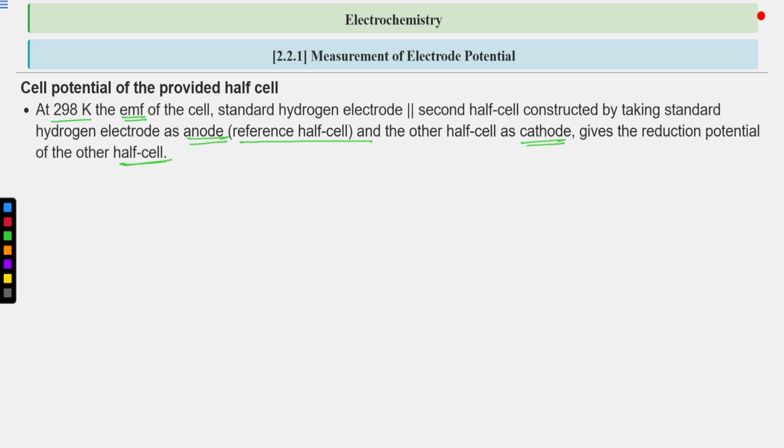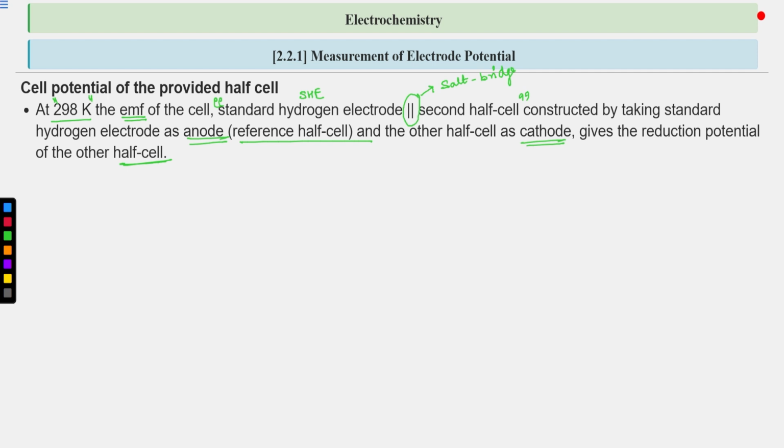This is kind of typical language, but try to understand that at this particular temperature, the EMF of a cell, standard hydrogen electrode, salt bridge, second half cell. We are representing this as a cell. This is the cell representation given in the form of words, where we have a standard hydrogen electrode, SHE, which we are using here as a half cell, and a salt bridge. This is the representation of the salt bridge. I also told this in our previous lecture. It is used to connect two solutions and maintain the neutrality of the solutions, remember.